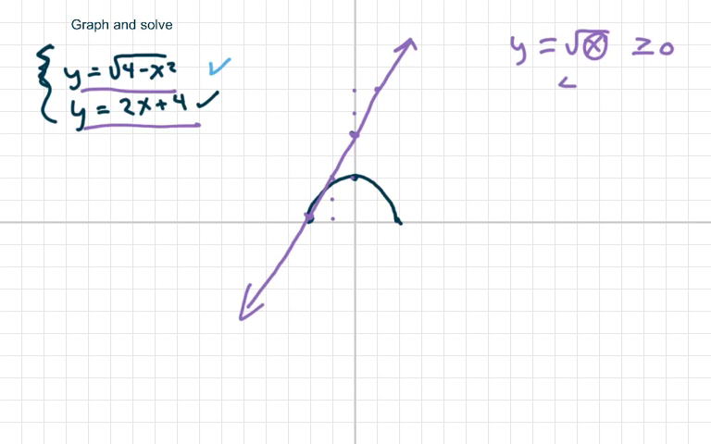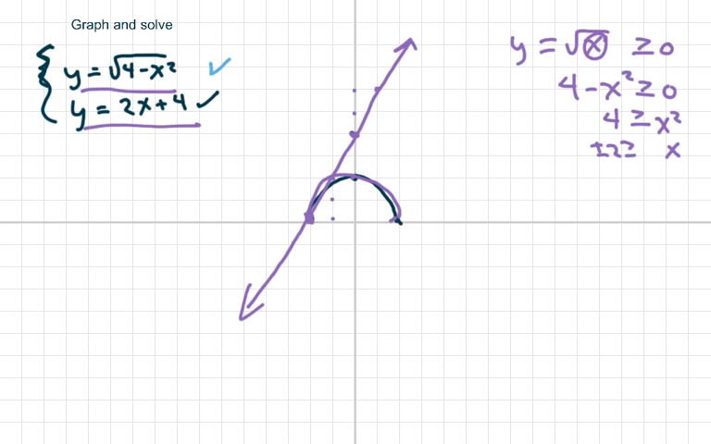So I'm going to set this greater than or equal to 0. So you have 4 minus x squared is greater than or equal to 0. I'm sorry, x squared is less than or equal to 4. So x is, plus or minus 2, is greater than or equal to x. So that's why we're only getting this portion here.